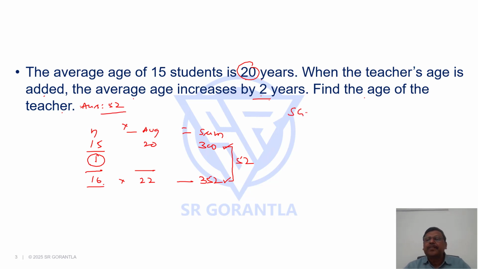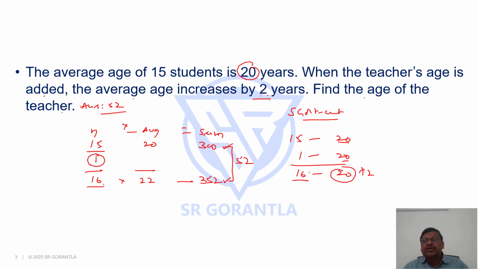What is the shortcut? The 15 students' average is 20. Suppose the teacher is also 20 years, let's assume for some time. So the 16 people's average would have remained the same because there is no change. However, for the 16 people including the teacher, the average is now 2 years more. So the sum is increasing by 16 into 2, 32.